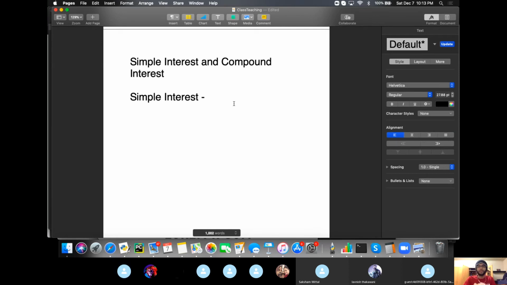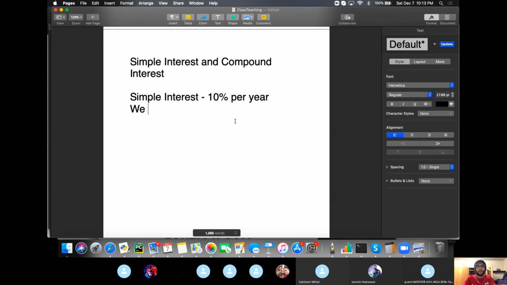So simple interest, let's say, is 10%. Let's say there's a bank which gives you 10% simple interest. So it's 10% per year. That is important. It could be 10% per year, it could be 10% per 2 years, or 10% per 6 months, let's say per year.